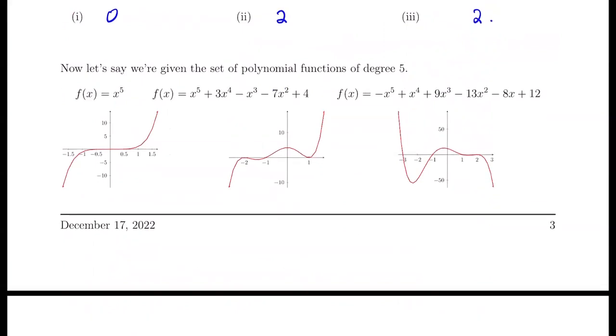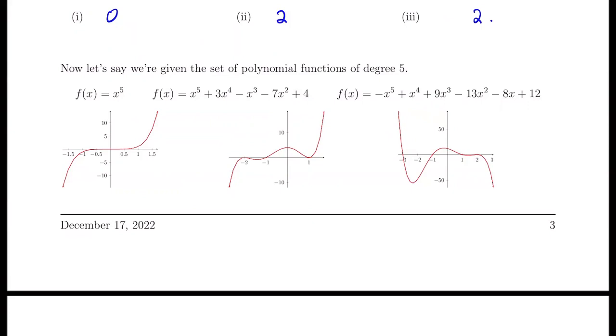Okay, so let's say we now have the quintic function, of degree 5. So we're given the 3 functions. One's the base function, x to the 5th. And then we have x to the 5th plus 3x to the 4th minus x cubed minus 7x squared, plus 4. And then the third graph, we would have negative x to the 5th plus x to the 4th plus 9x cubed minus 13x squared minus 8x plus 12. And below are the 3 graphs.